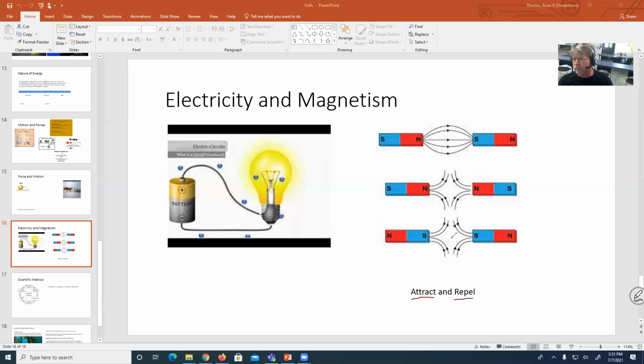And that's a quick lesson then on electricity and magnetism. Electricity is going to be about this circuit, and magnets is going to be about this attraction and repelling.